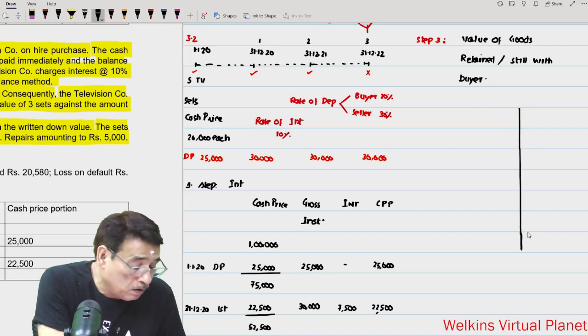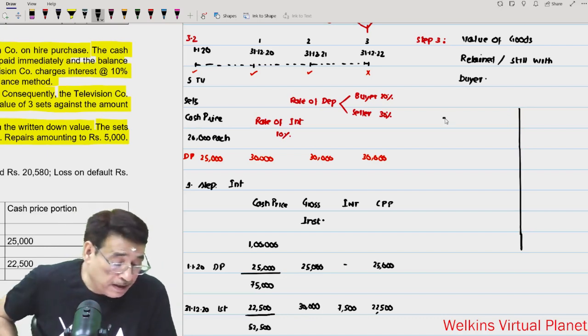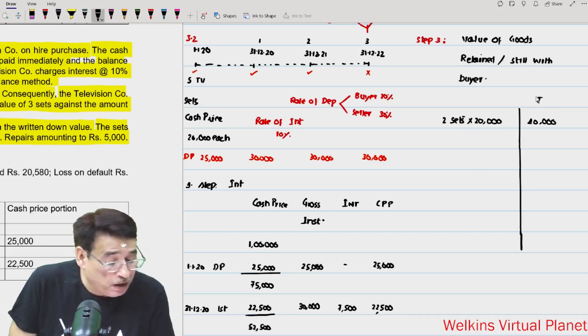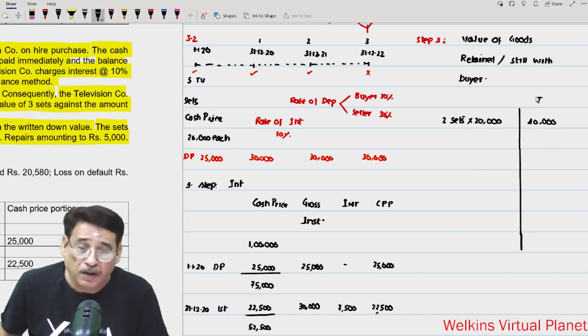So, 2 sets are still with the buyer. 2 sets into 20,000, their cost price will be equal to how much? 40,000. Isn't it? Their cost price will be equal to this much. Is it clear to you?